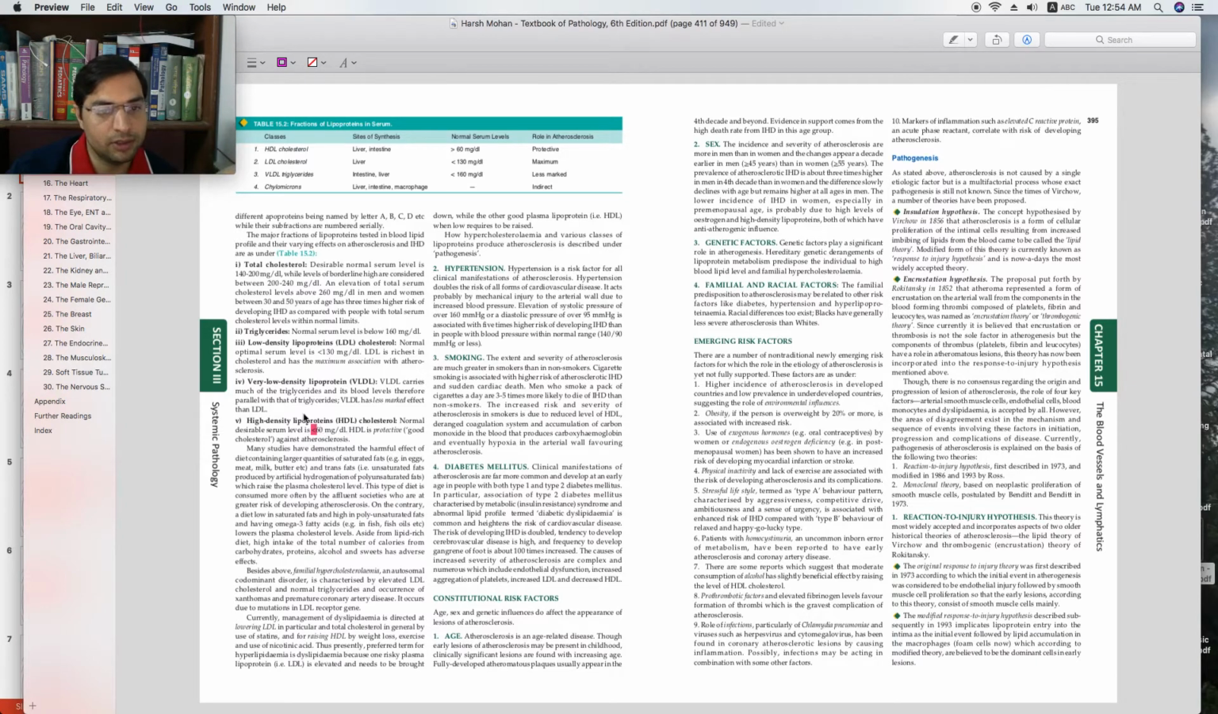This is wrong here. It should be greater than 60 mg per dl, right? The levels should always be greater than 60 mg per dl. You can see it here. Levels greater than 60 mg per dl are considered protective levels against development of atherosclerosis, right? For not developing atherosclerosis, right? Apart from this, the other risk factors are hypertension, smoking, diabetes mellitus, age, sex, genetic factor, familial and racial factors, right? You can read all of this by yourself.